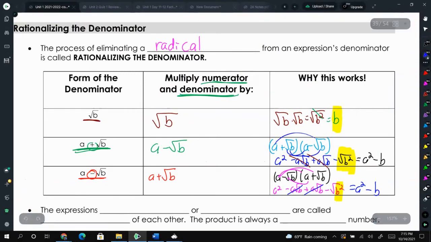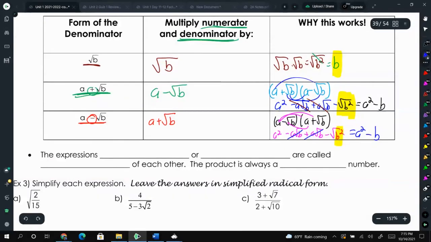And this is called the conjugate. The expressions a plus the square root of b or a minus the square root of b are called conjugates, because the product is always a whole number. You don't have to worry about any radicals.